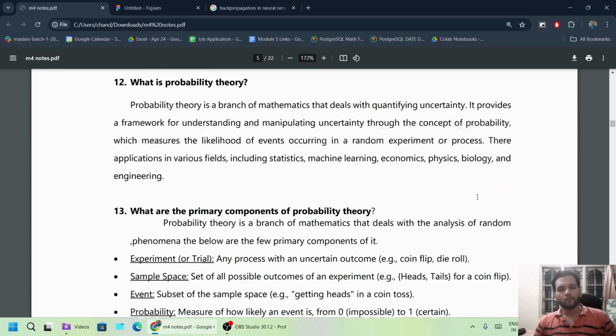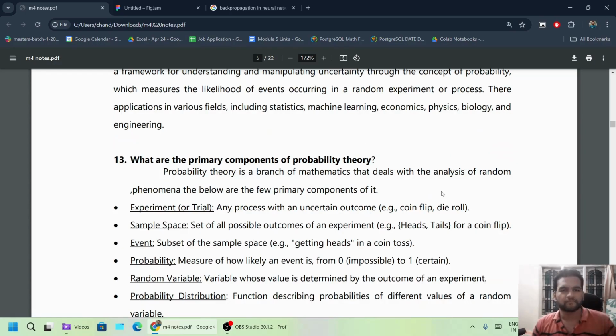Next, what are the primary components of probability theory? In probability theory, various components are associated with it. Of those, a few are the primary components of probability theory. First one is experiment, or we can also call it trials.